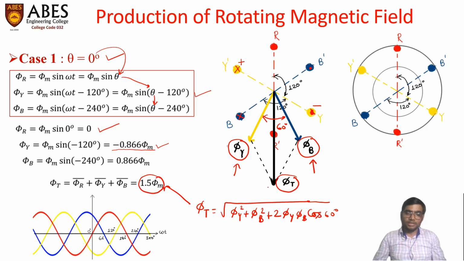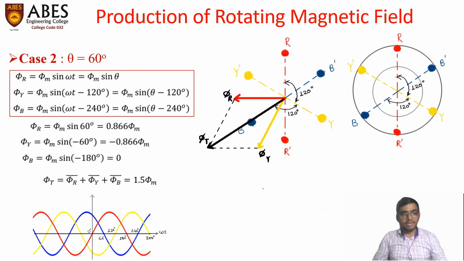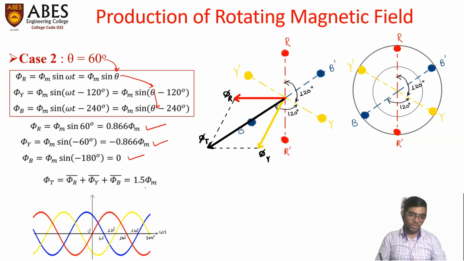Now, if we consider the second instant, theta equal to 60 degree, and substitute theta equal to 60 degree in the three expressions, we get phi r equal to 0.866 phi m, phi y equal to minus 0.866 phi m, and phi b will become 0.